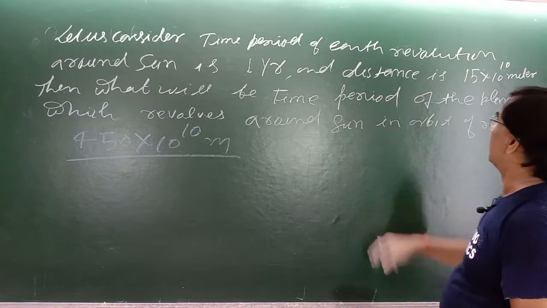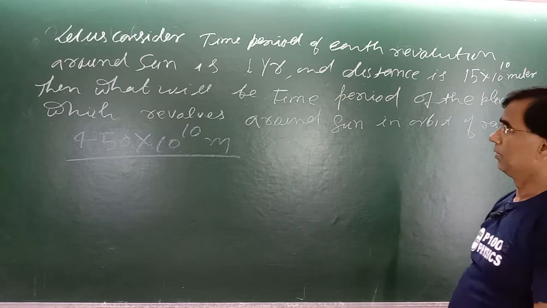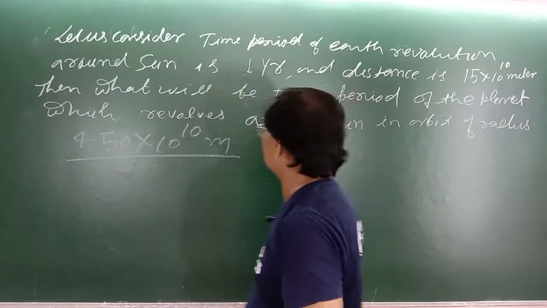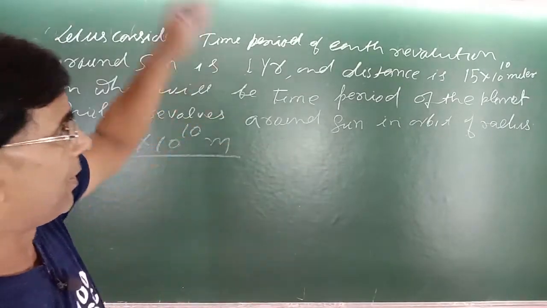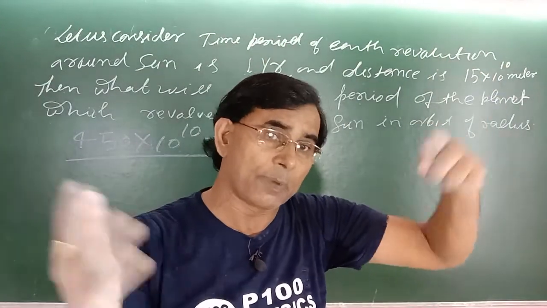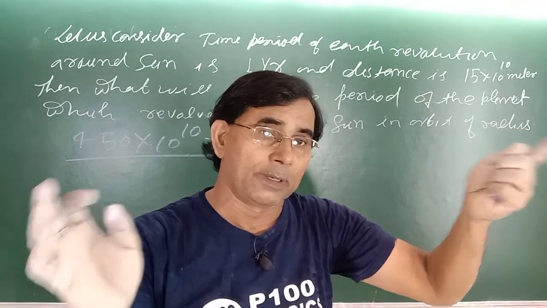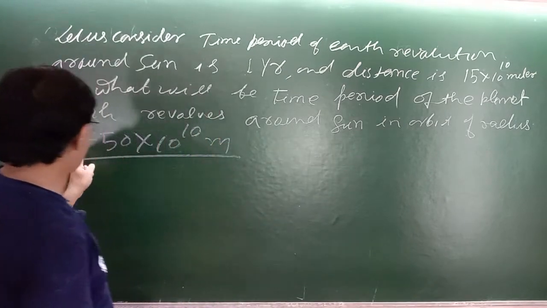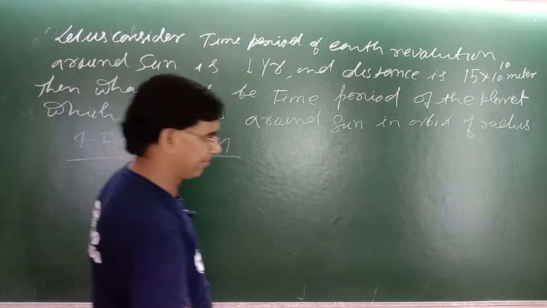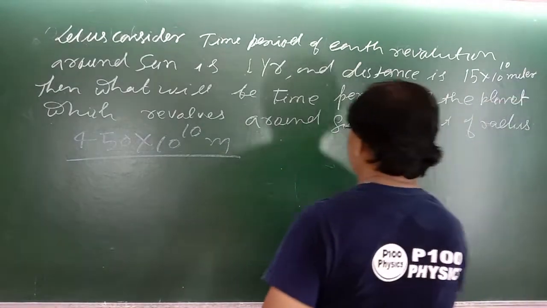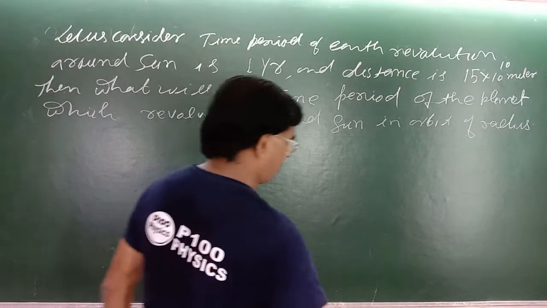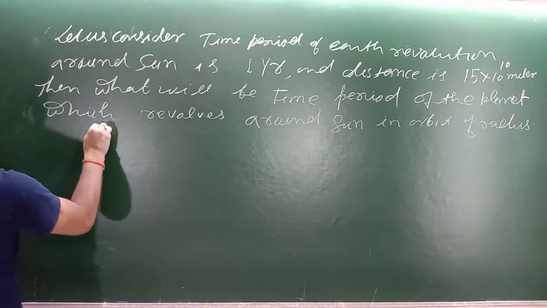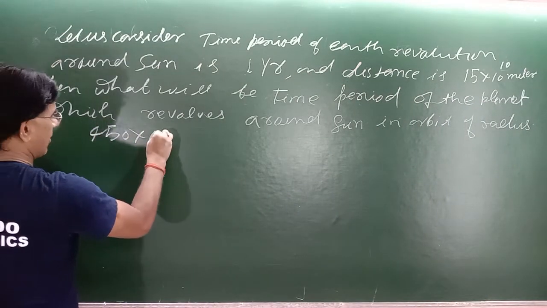And the distance is 15 into 10 power 10 meter. Then what will be the time period of any other planet? Let us consider the radius of that planet is 450 into 10 power 10 meter.